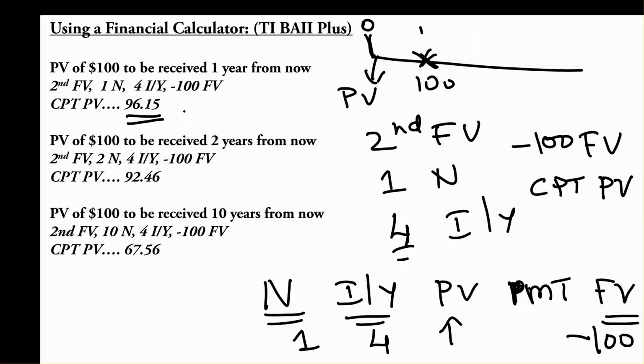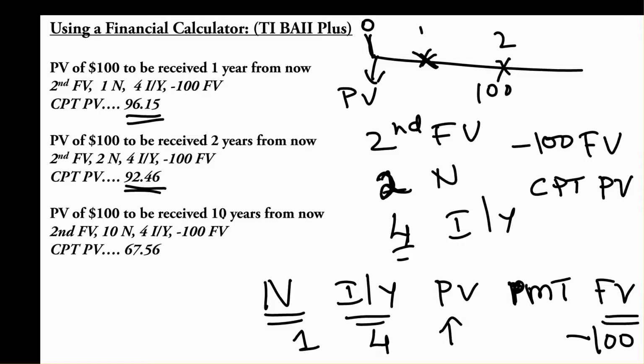Okay. Now, if the same future value were to be received 2 years from now, what's going to happen? Everything else will stay the same, except now you have 2 as your n. So you start with second FV, 2 is your n, 4 is your interest rate, minus 100 is the future value, compute present value, and now it's 92.46, just like before.